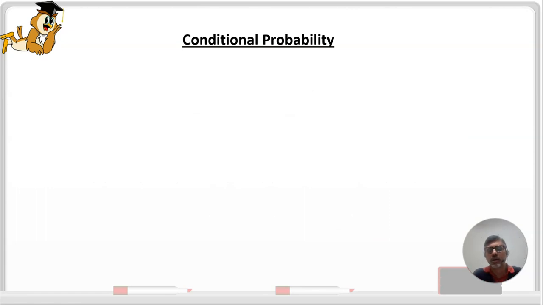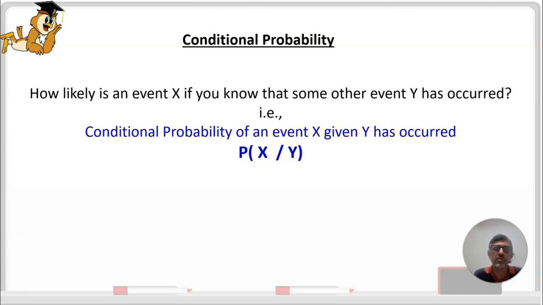Okay. Conditional probabilities. We looked at what probability is. There is also something called conditional probability. Conditional probability is how likely is an event X if you know that some other event Y has occurred.